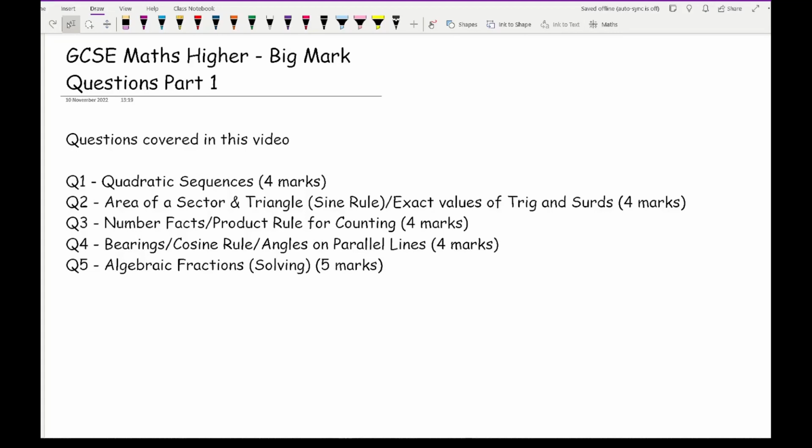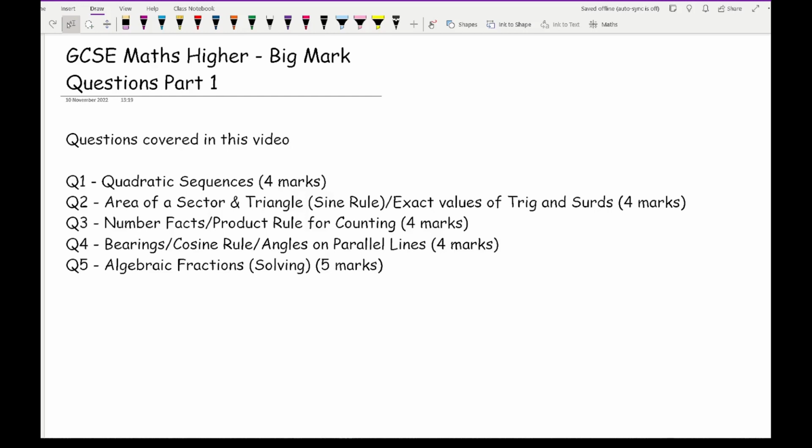So the 5 big mark questions we're going to go through in this video are covering the following topics. So question 1 looks at quadratic sequences, and that's going to be 4 marks, which is going to be non-calculator. Question 2 is the area of a sector in a triangle using Sine rule and also use of exact values of Trig and Surds, which is going to be 4 marks, and that's non-calculator again.